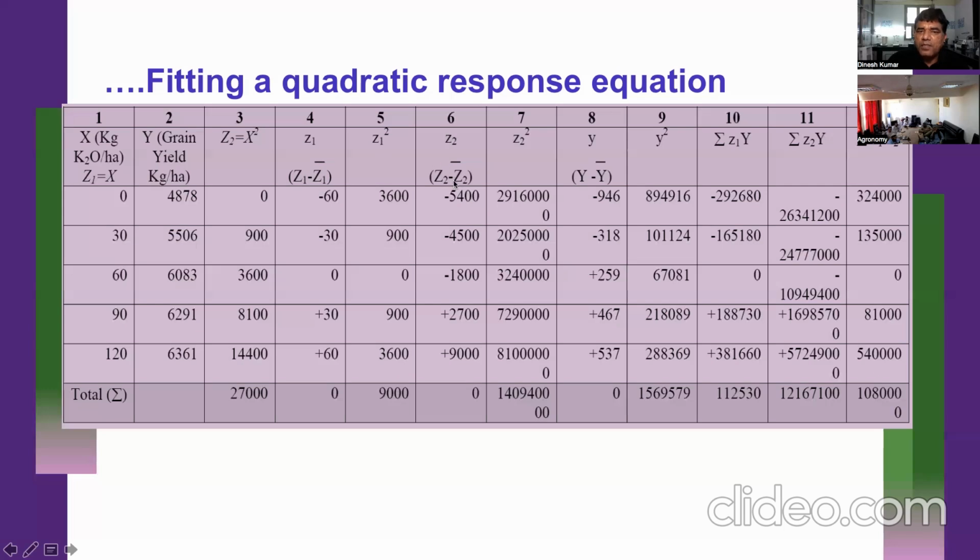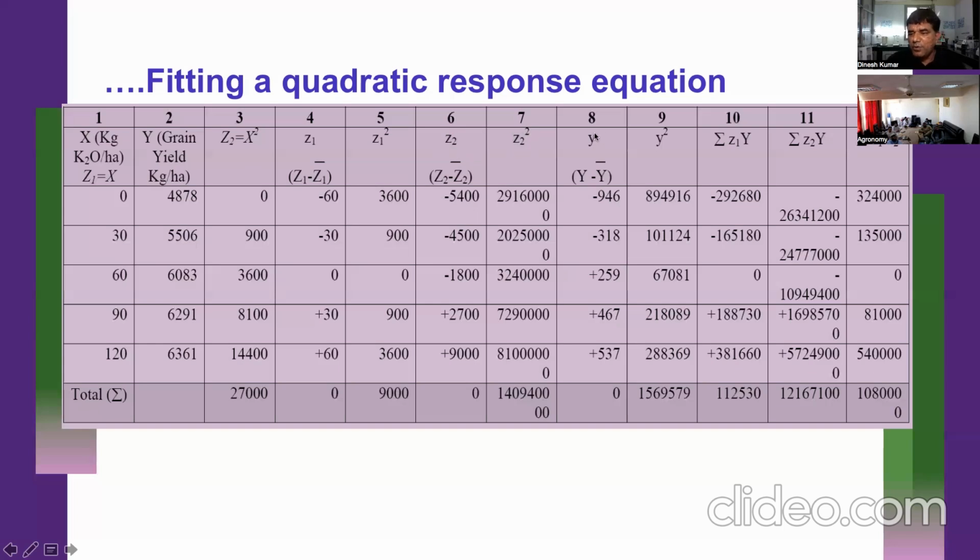And then small z2. Small z2 means Z2 minus Z2 bar. This Z2 is, friends, column number 3. You can take the mean of this. The total is 27,000. Divide by 5, you will get the mean, and then subtract the mean from these values, you will get this z2 column. Z2 minus Z2 bar: the mean was 5,400, and you subtract 5,400 from these values. Next, square column number 6, you will get Z2 square.